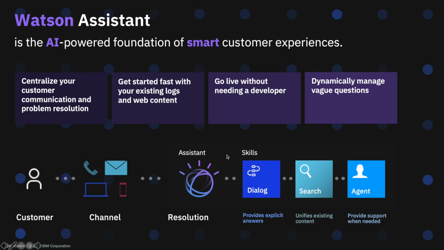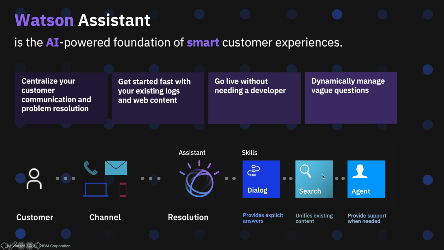Now within the assistant or the resolution piece, there are multiple what we call skills that provide different answers to questions. The first skill are implicit programmed responses that the assistant might make. These usually take the form of FAQs or short tail questions using our dialogue skill.